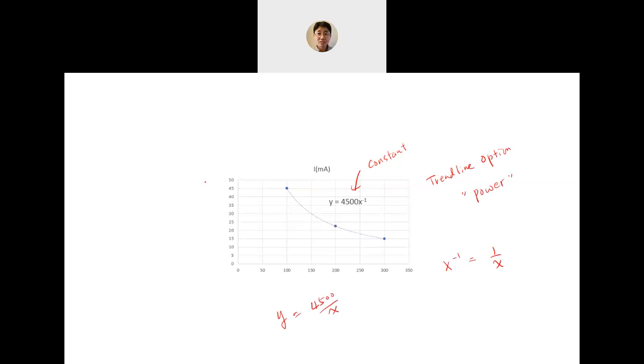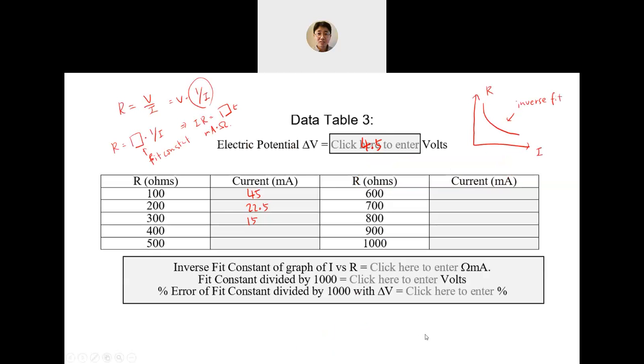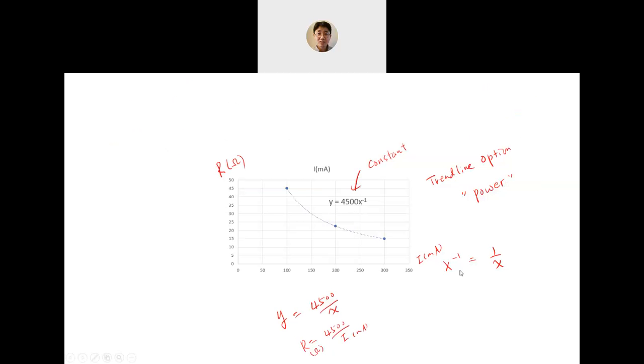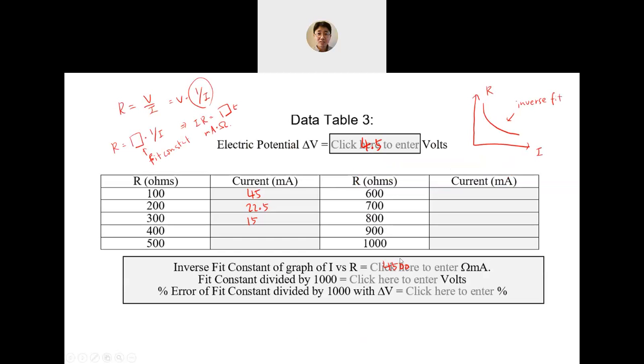What is y? Y is resistance R in ohm. X is just I in milliampere. That means R equals 4,500 divided by I milliampere, right? That is R in ohm. Then what do we need to get here? Here is the inverse fit constant, 4,500.